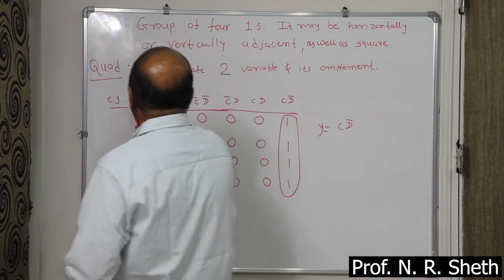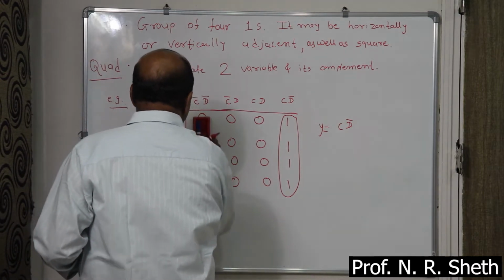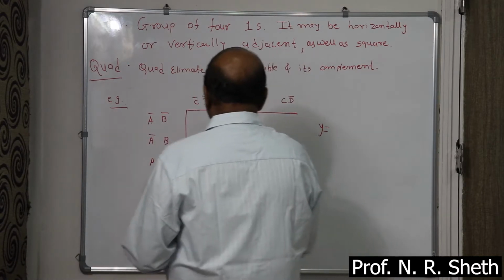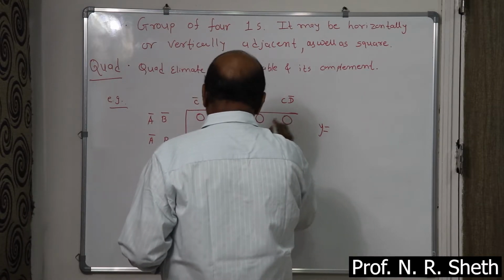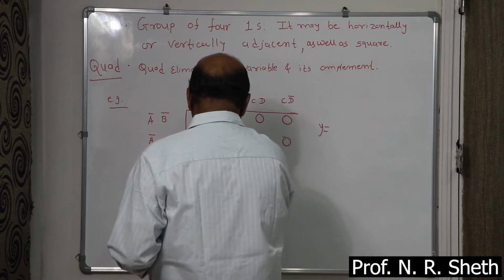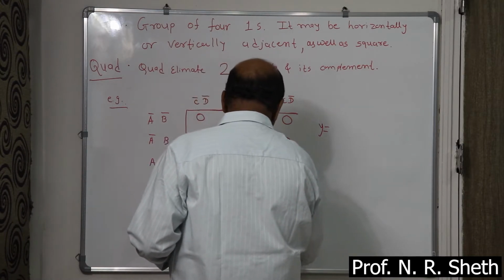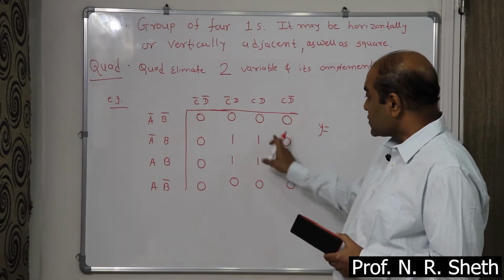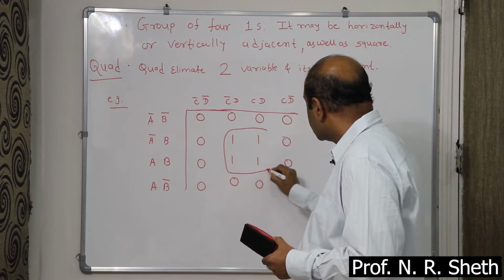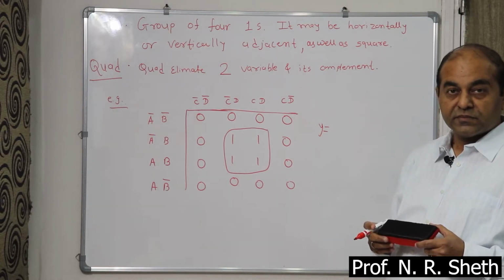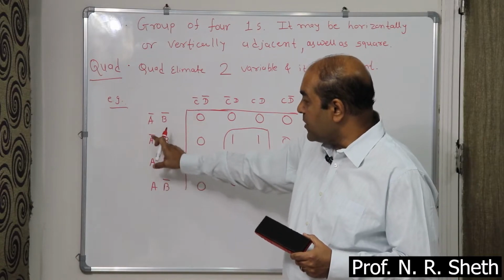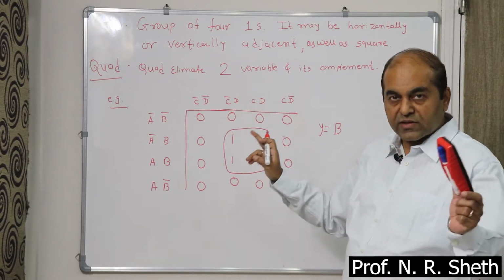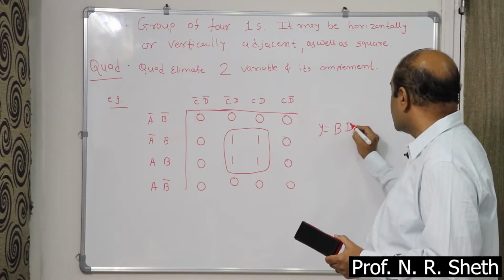Now the third one, that is in the form of a square. Suppose your K-map is given in this way. This is a square. Now, what is Y? In this part, A bar cancels, B is not cancelled, C bar C cancel, and D remains. So Y equals BD.